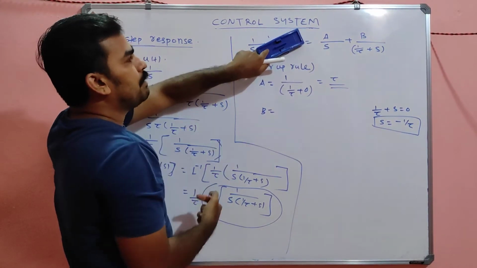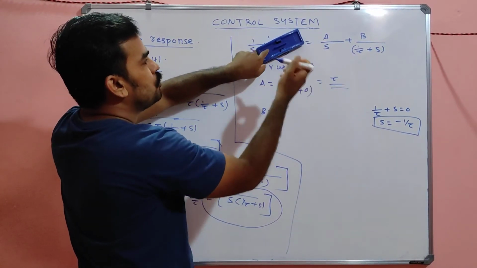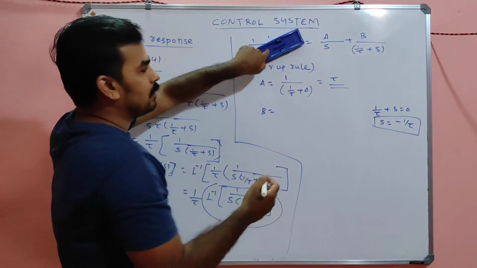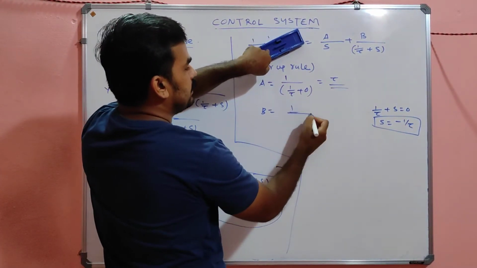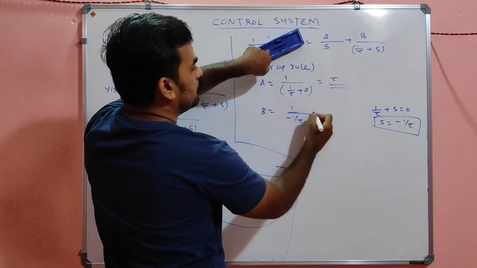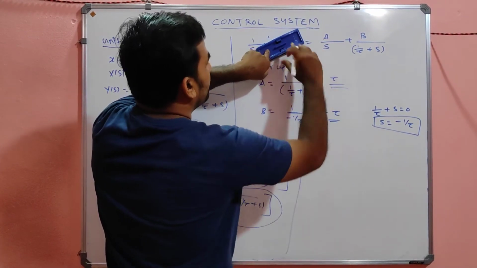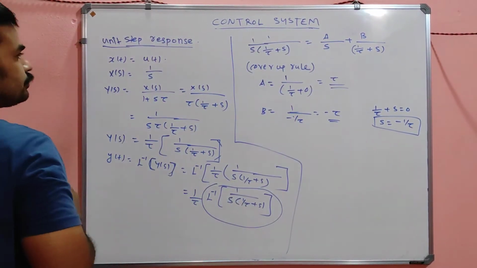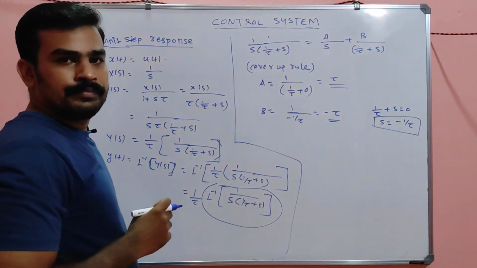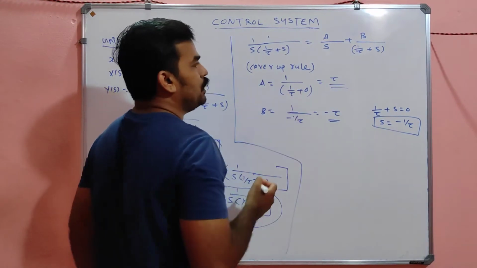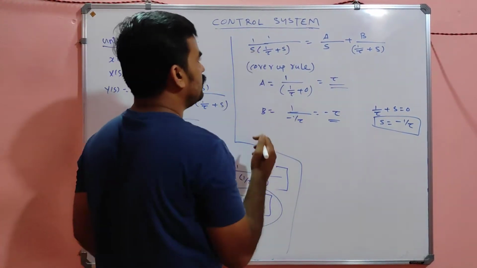What will be the remaining term? Only 1 by s. Substitute s is equal to minus 1 by tau there. So it will become 1 by minus 1 by tau, simply minus tau. Simply what, my dears? Minus tau. Is it clear? So you got the values of A and B. So now substitute in the equation.